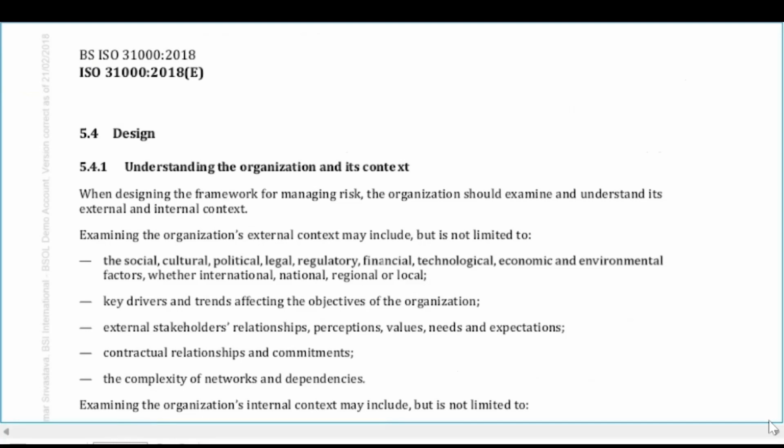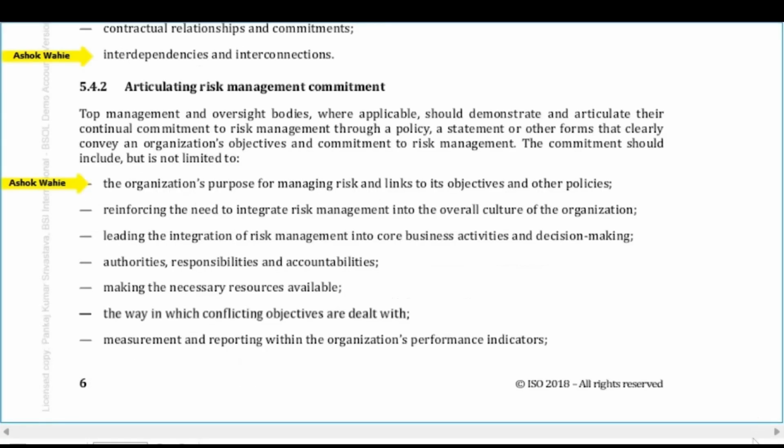First commitment is that your statement of risk management framework or your risk management policy should include what is the purpose of establishing a risk management framework. How does this risk management framework link with achieving the strategic objectives of your organization and other policies? That's the first thing. So if you are reviewing your risk management policy, it should include what is the purpose of risk management or managing risk, and how does it link in achieving the purpose of the organization.